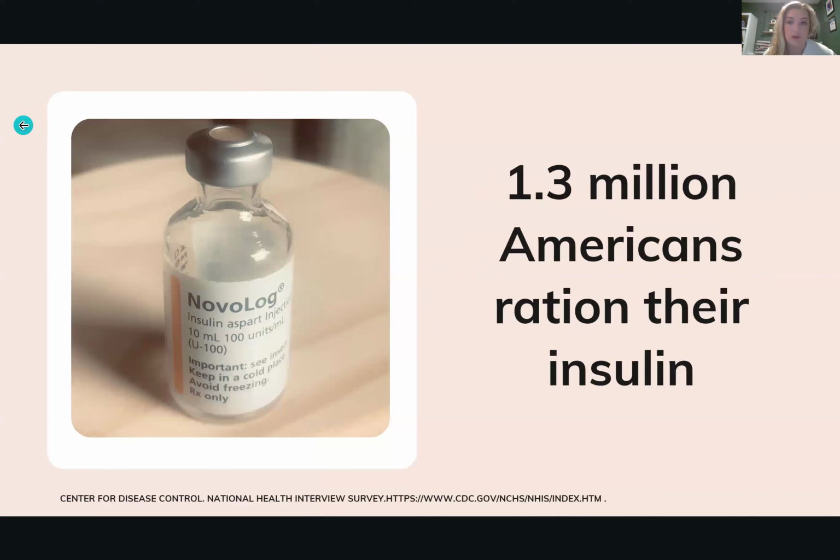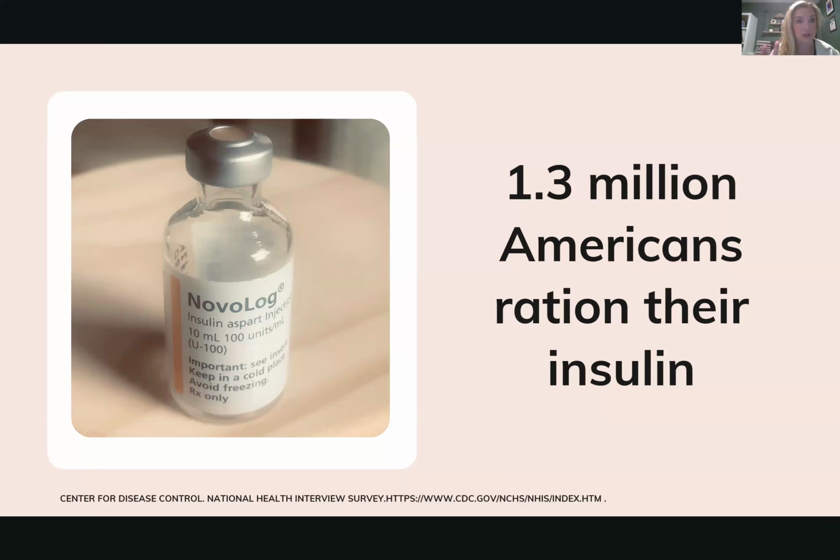Now, 1.3 million Americans ration their insulin. Now, that's people who, again, the CDC was doing a national health survey. They said, yep, I ration my insulin. I've also seen other studies that say 1 in 4 people who are on daily insulin ration. I've seen reports as high as 50% of people with insulin ration because they can't afford it. And that to me is a tragedy in itself.